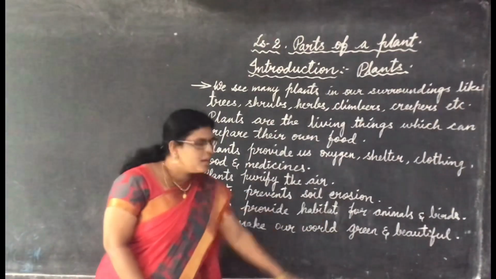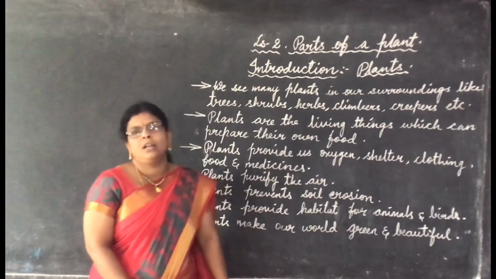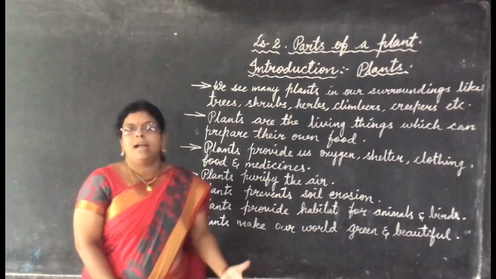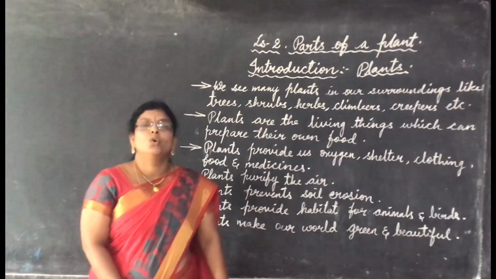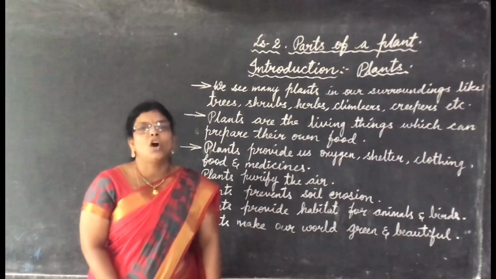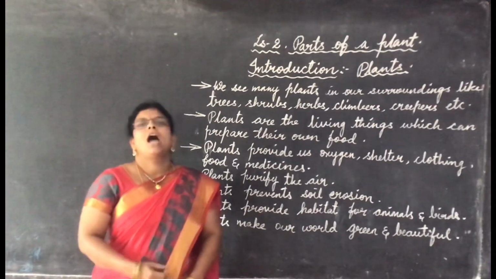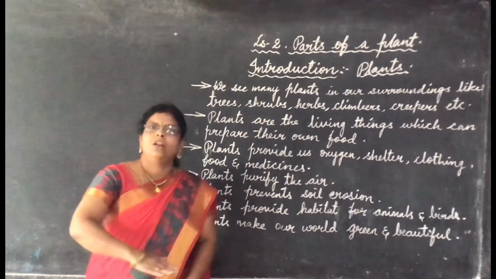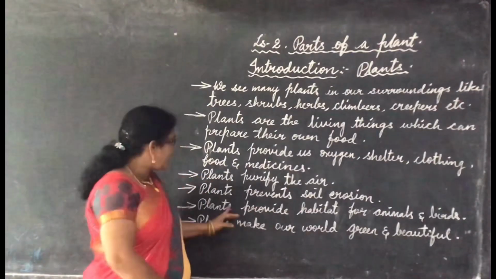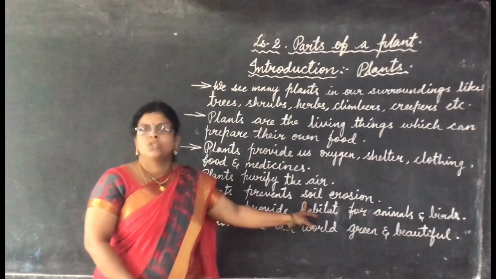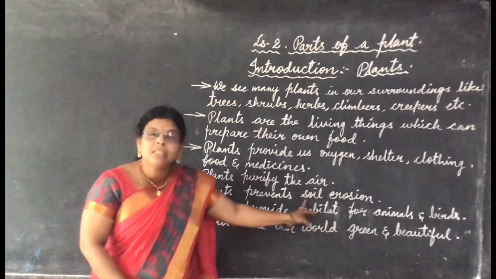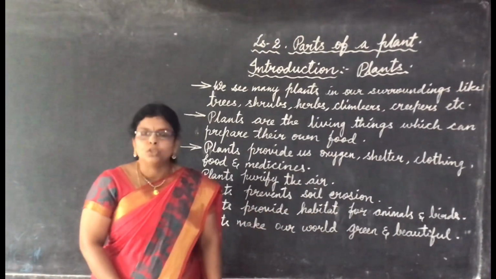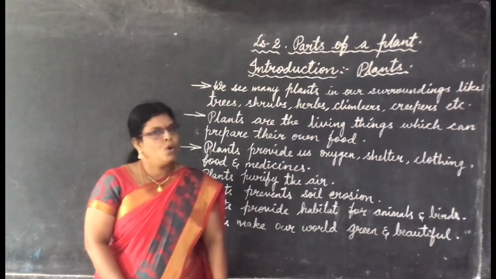Okay. Then plants prevent soil erosion. What do you mean by soil erosion? Removal of topsoil is known as soil erosion. So here what do the plants do? Plants have roots. Plants help to hold the soil and prevent the upper layer of the soil from being eroded, by holding it rigidly with their roots. So that is the need to plant more trees for us.